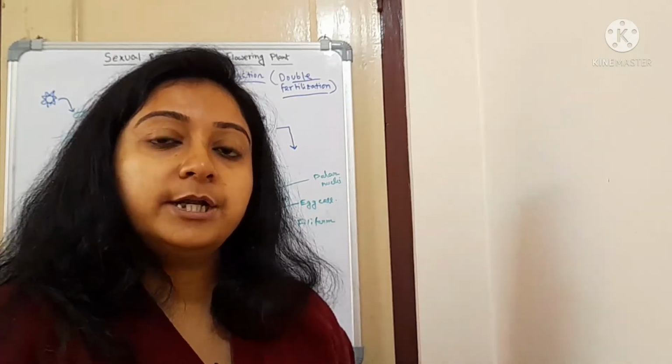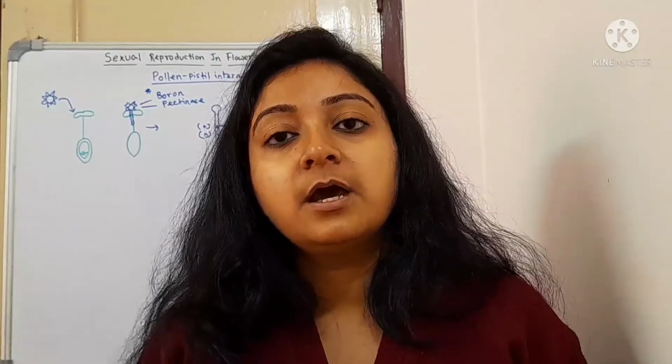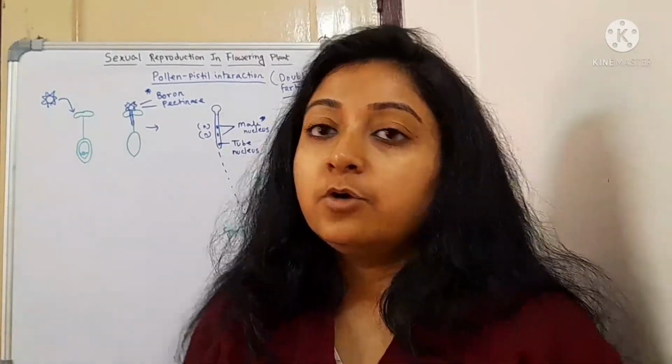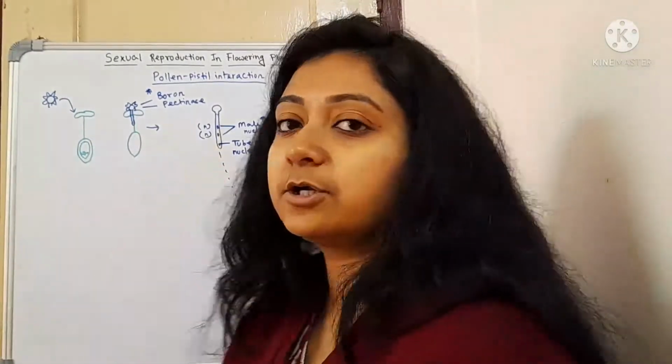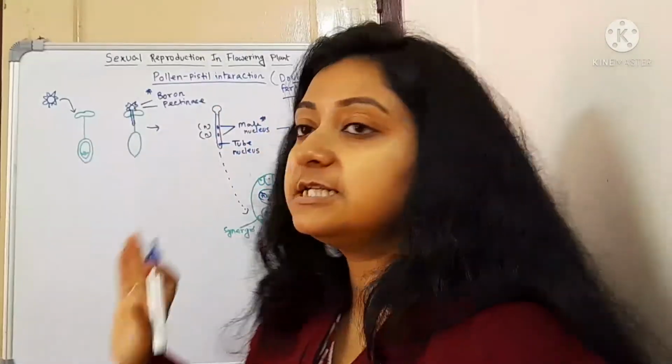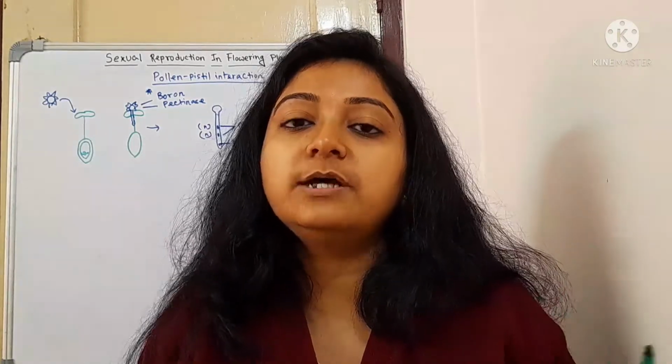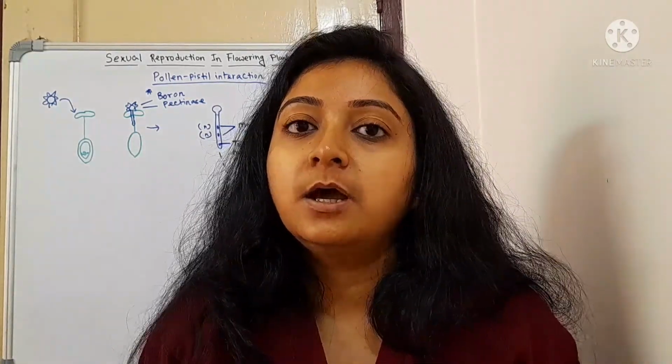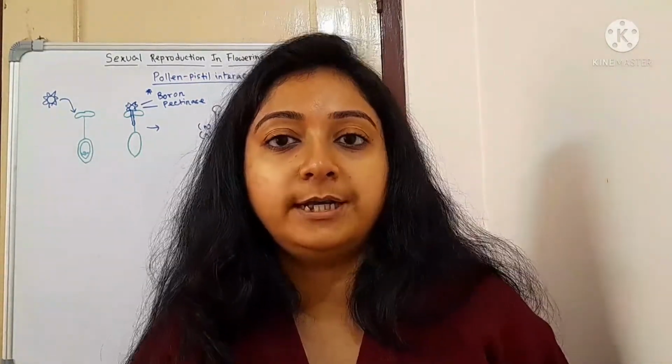Now, inside the pollen grain, there are two cells, the generative cell and the vegetative cell. The vegetative nucleus will give rise to the tube nucleus in the pollen tube, which will be present at the topmost part or the tip portion of the pollen tube, and the generative cell will give rise to the generative nucleus, or the generative nucleus will give rise to the male nuclei. All of them are N or haploid in nature.